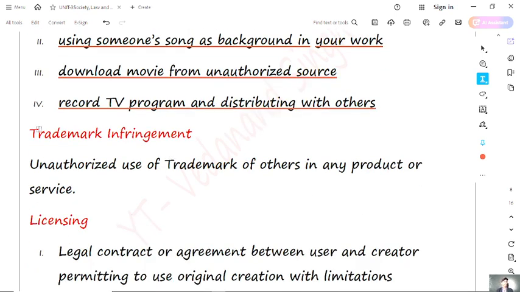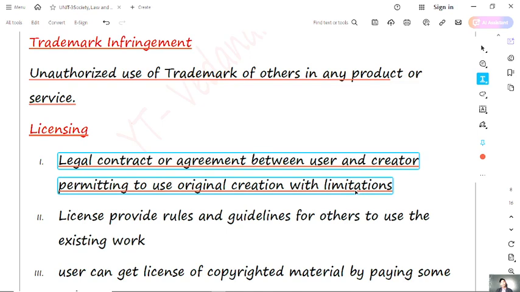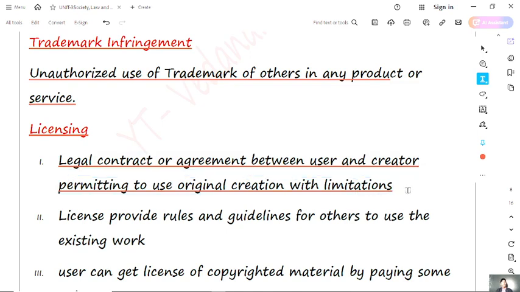Next, trademark infringement is also similar. It is the unauthorized use of the trademark of any product or service. We cannot use the product of any company as our own, and that is unauthorized use of trademarks. Now, licensing. What is licensing? It is a legal contract or agreement between the users and the creator permitting use of the original creation with its limitations. Generally, licensing is an agreement between two parties, the user and the creator, and the creator gives some permission to the user to use the work.